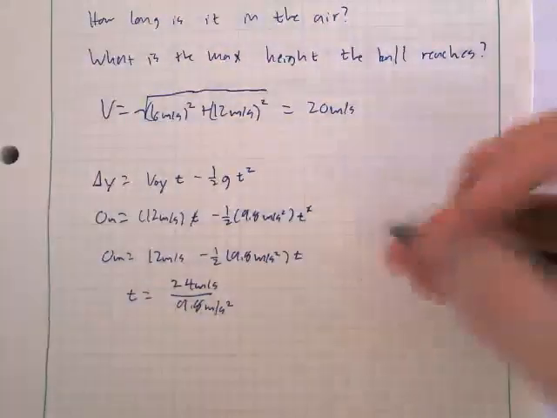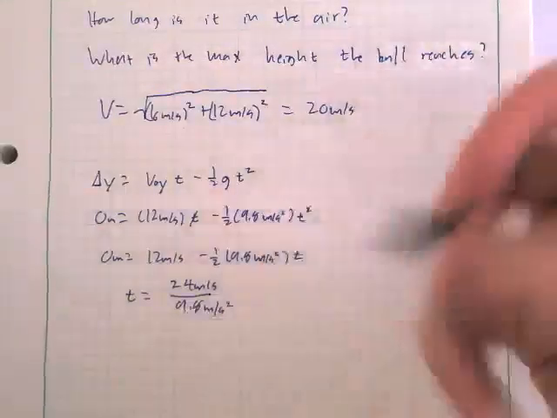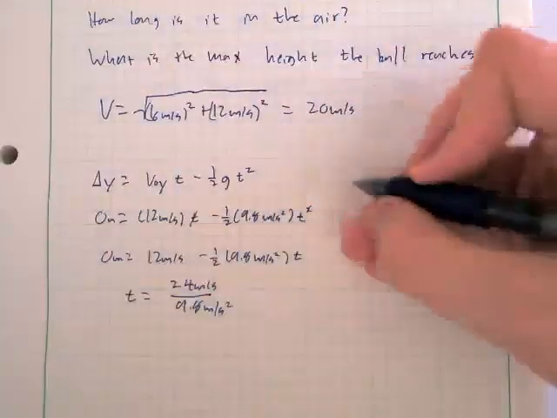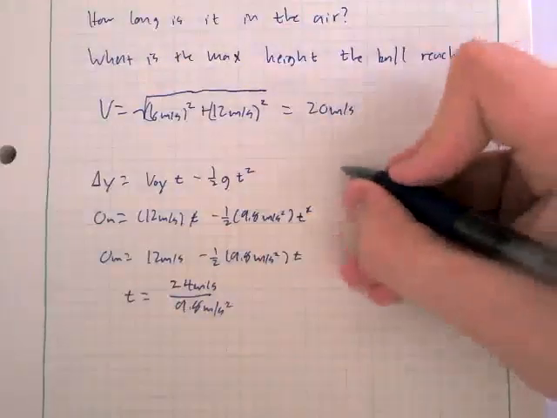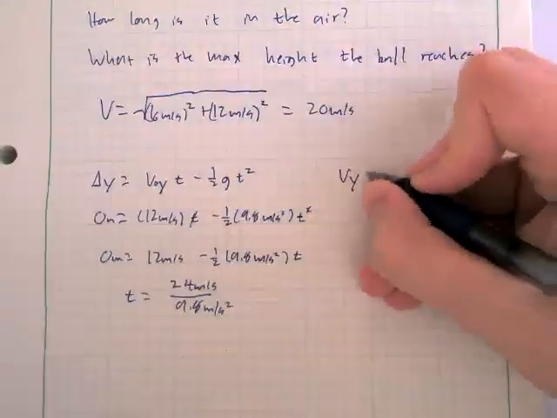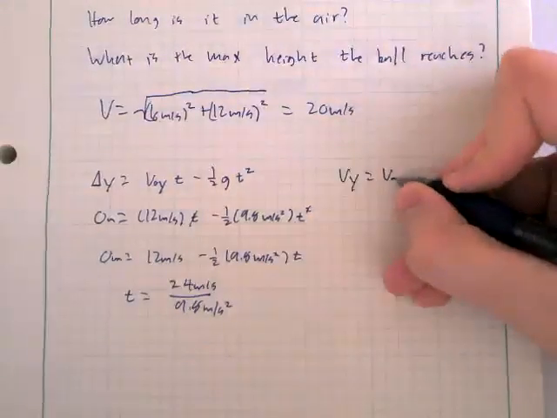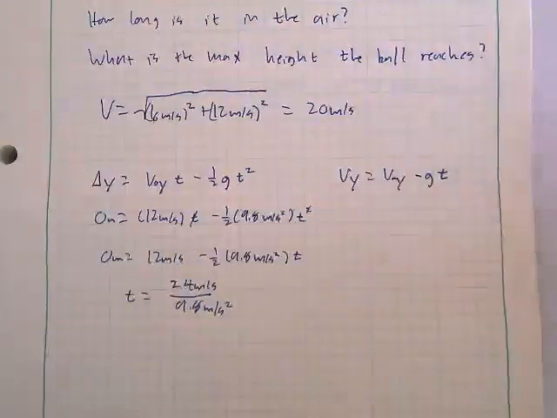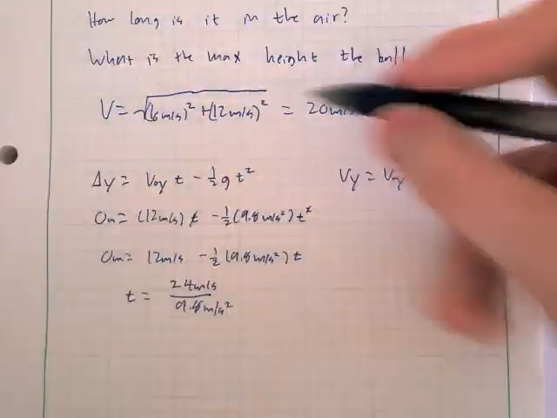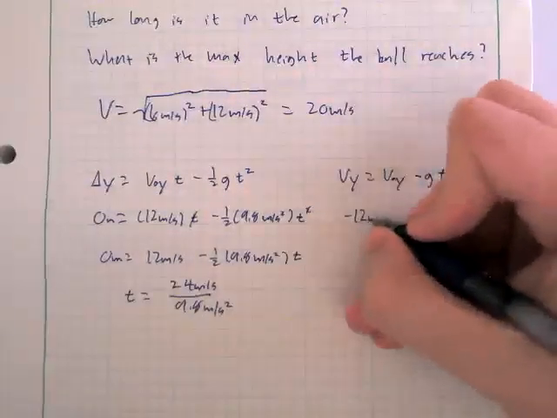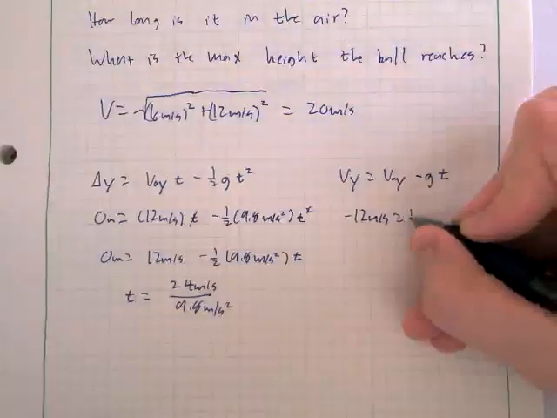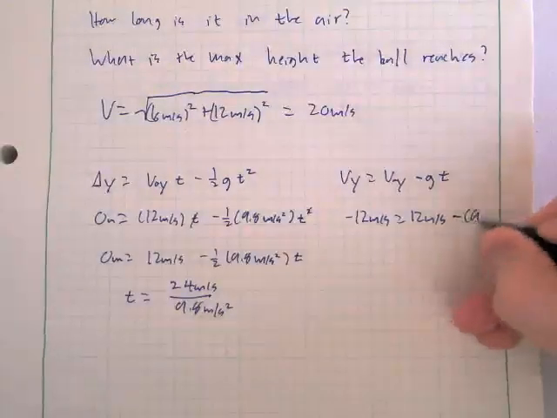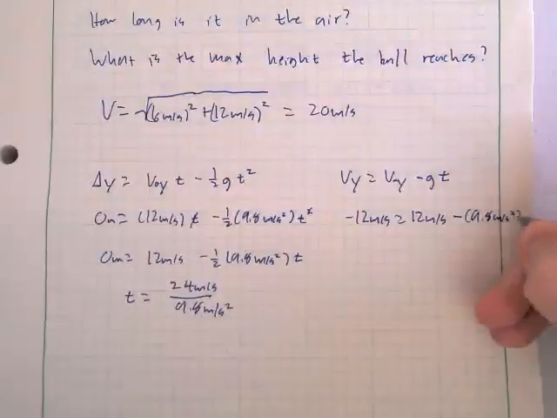This also is equivalent to using your velocity formula. You actually get the same thing, as you would hope, right? So let me just show you the other way to do it. You can figure out this time using your delta y equation. You can also figure out this time by using this equation. You say v final in the y direction equals v naught in the y direction minus g times t. So what is my v final in the y direction? I already told you from this part, right? It must be negative 12 meters per second equals positive 12 meters per second for the initial velocity minus 9.8 meters per second squared times t.